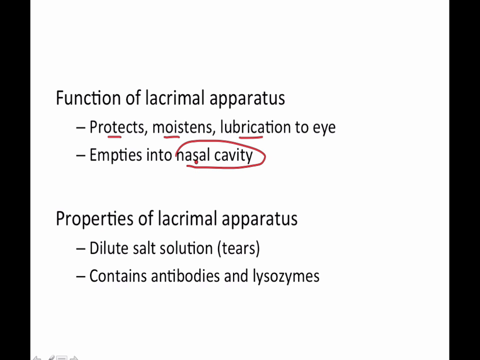That's why when you're crying, you realize that your nose starts to run. What happens is that the gland puts fluid into your eye, and then eventually that drains down into your nasolacrimal duct. Some of those tears may spill over, but ultimately they go into your nasal cavity.